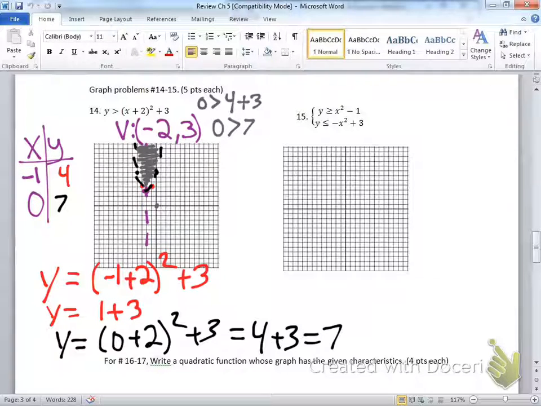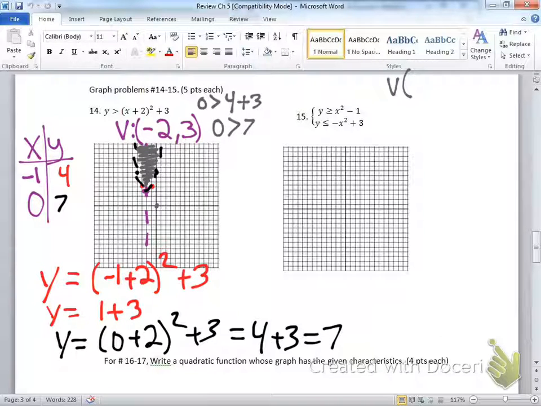Now, on number 15, those are both in standard form, so you can do the negative b over 2a, but b is 0 on both of these, right? So the x value of each vertex will be 0. Everyone see that?